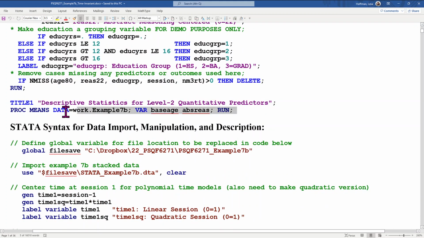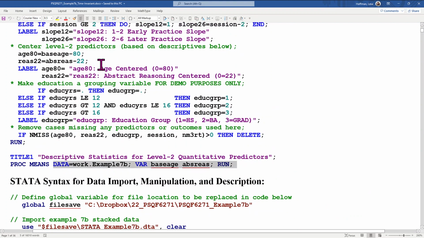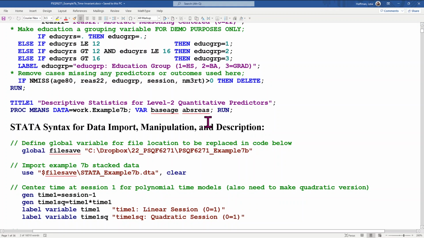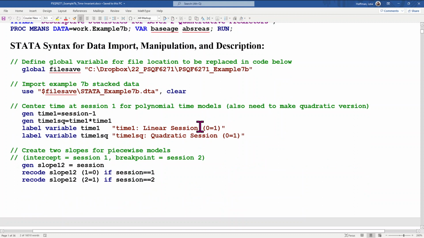And then here's the code to generate descriptive statistics that I use to decide on the centering values for age and reasoning. In the Stata code, all of this looks familiar to what we had done before in the example 6 models.